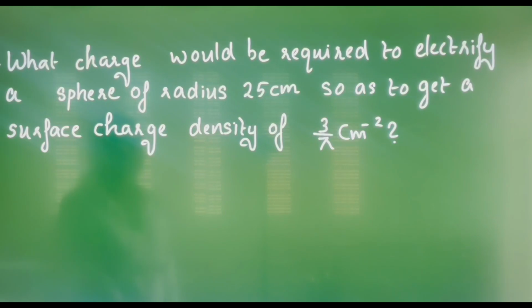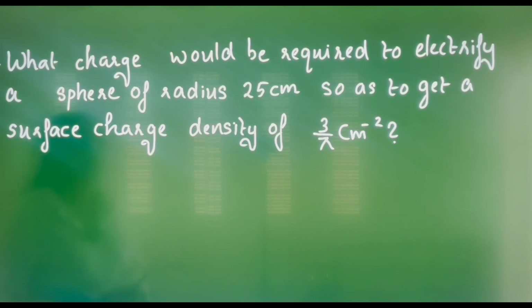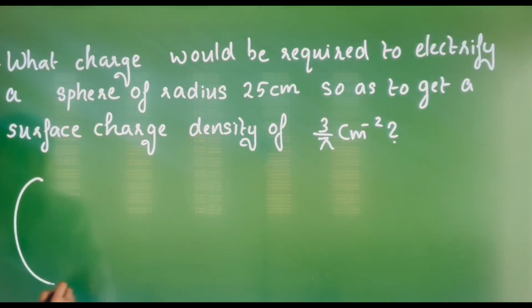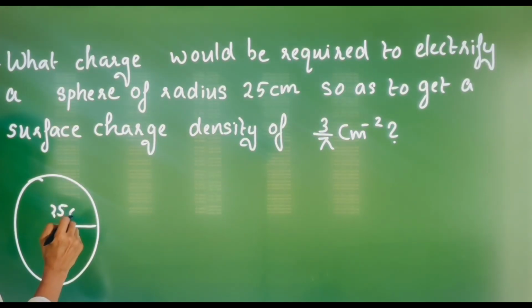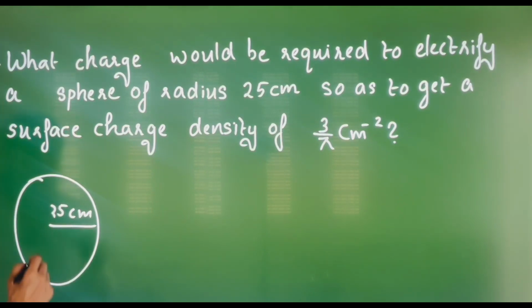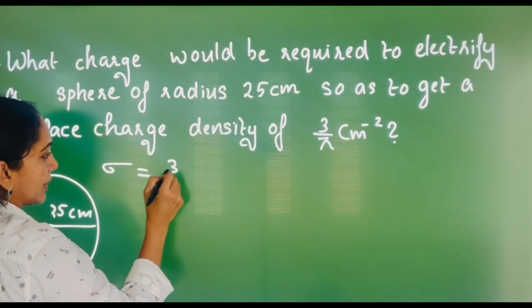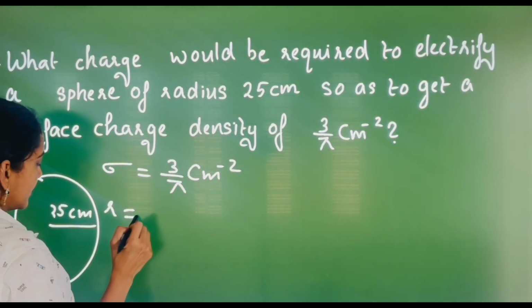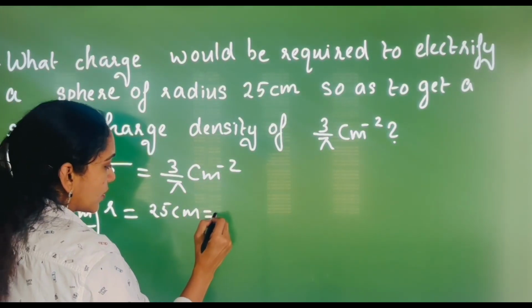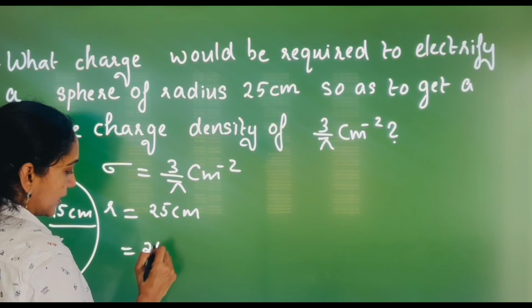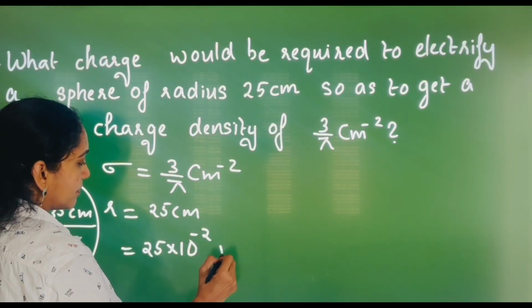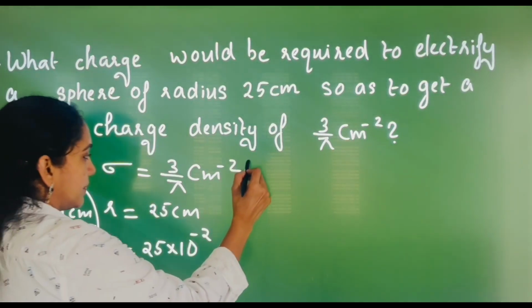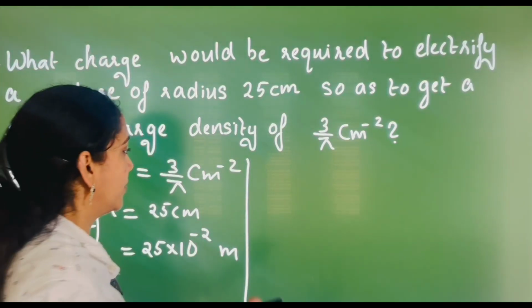What charge would be required to electrify a sphere of radius 25 cm so as to get a surface charge density of 3 by pi coulomb meter raised to -2? അതായത് ഇവർ ചോദിച്ചേക്കുന്നത് 25 സെന്റിമീറ്റർ റേഡിയസ് ഉള്ള ഒരു സ്പിയർ എന്തോരം ചാർജ് കൊടുത്താലാണ് ഇതിനൊരു സർഫസ് ചാർജ് ഡെൻസിറ്റി 3 by pi കൂളം മീറ്റർ റേസ് ടു -2 കിട്ടുന്നതെന്നാണ്. ഓക്കെ, അപ്പൊ ഇവരുടെ റേഡിയസ് തന്നിട്ടുണ്ട് 25 സെന്റിമീറ്റർ, which is equal to 25 into 10^-2 meter.